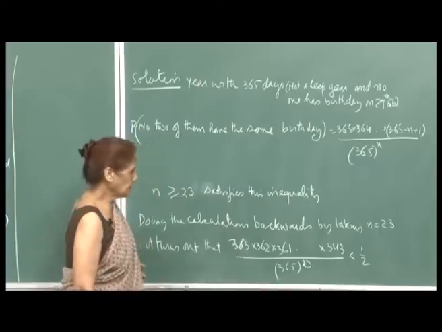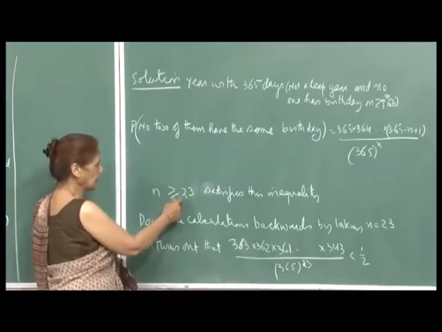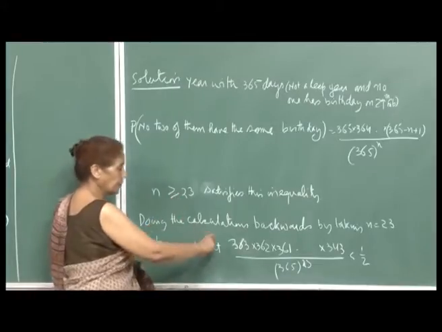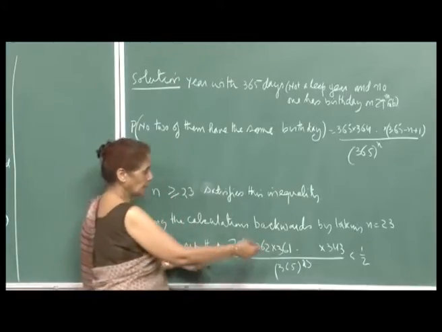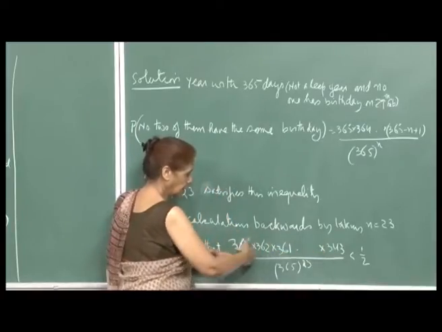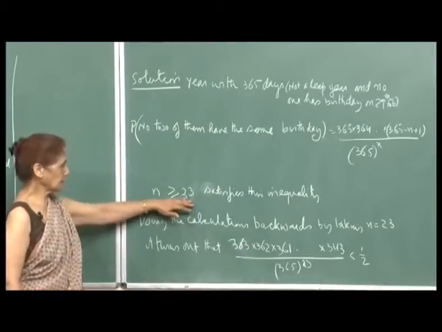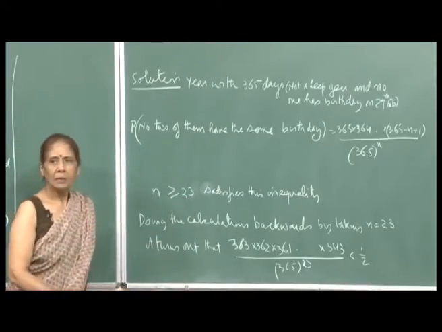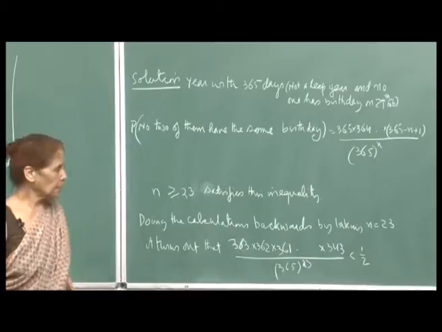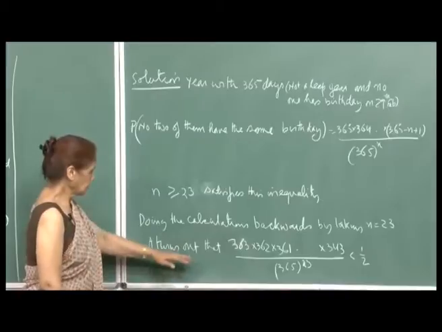So, therefore, in fact, if I took n to be less than 23, that means if I took n to be 22, then this will not happen, because then you will be starting with 344, and when you calculate backwards, it will not turn less than half. So, this is just enough, and that means if you have more than 23 people in the group, then the probability will still be less than half. So, this is the idea.